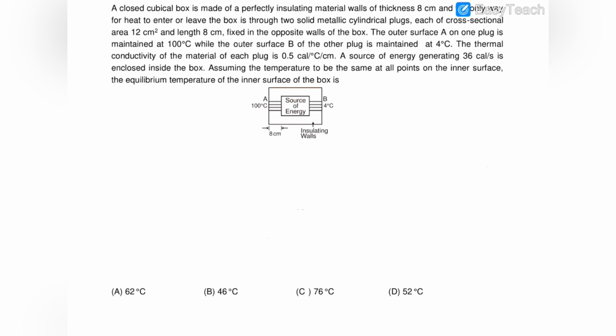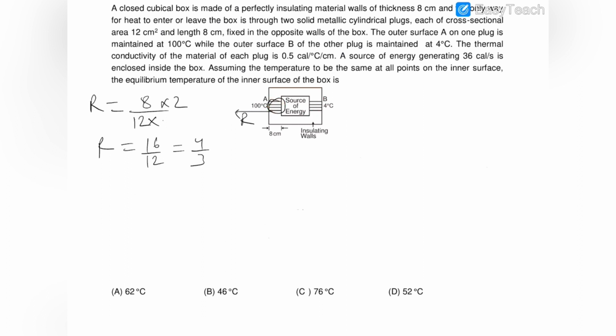So let us first of all assume that the resistance of this single plug R is L by KA, where L is 8, area is 12, and K is 0.5. Now you can see that the area, the length and K are all in centimeters, so you need not convert the units, and therefore R will be equal to 16 by 12. So it is 4 by 3. Now this is the resistance of this single plug.